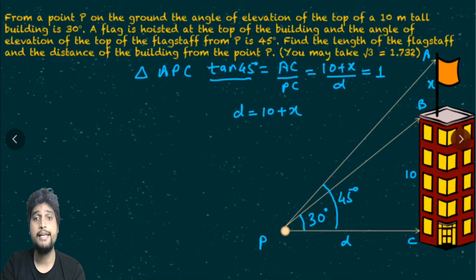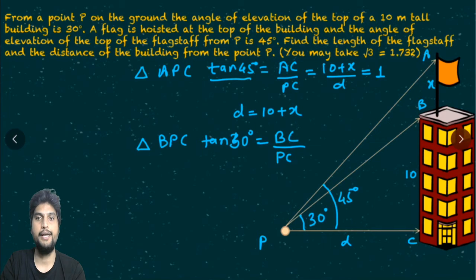We have another triangle, that is triangle BPC. In this triangle, the angle is 30 degrees. So tan 30 degrees will be equal to BC upon PC. Here BC is 10 and PC is D, so tan 30 is 10 upon D. Tan 30 is 1 upon root 3. So from here we can calculate the value of D as 10 into root 3.